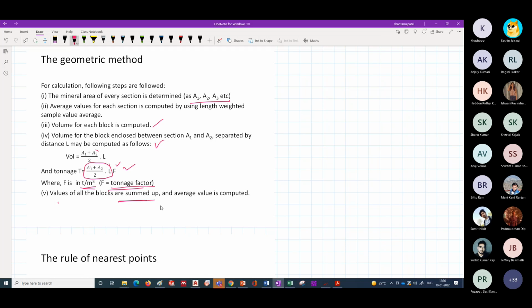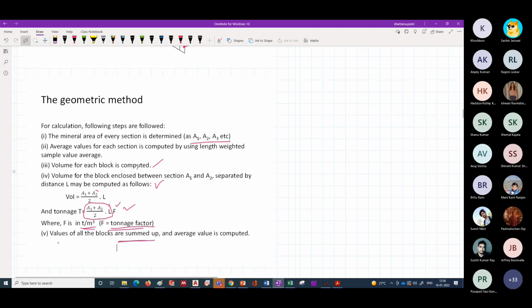Is this clear? It's similar to the previous method. It's just like the area we are taking. Yes. So sir, how is that tonnage factor determined? Is it different for all the ores, or in a single plot is it different for different areas? If it is different, then you need to change it again, right?